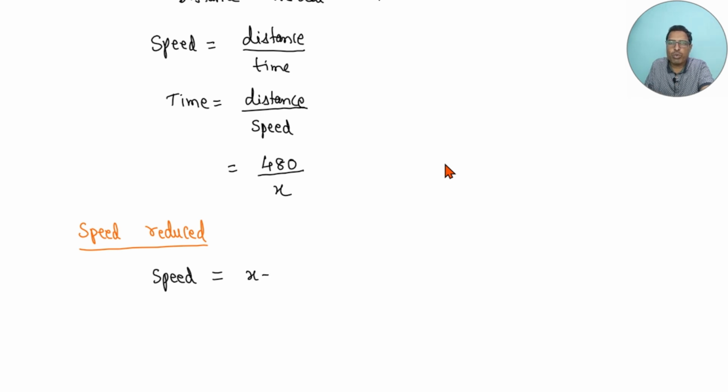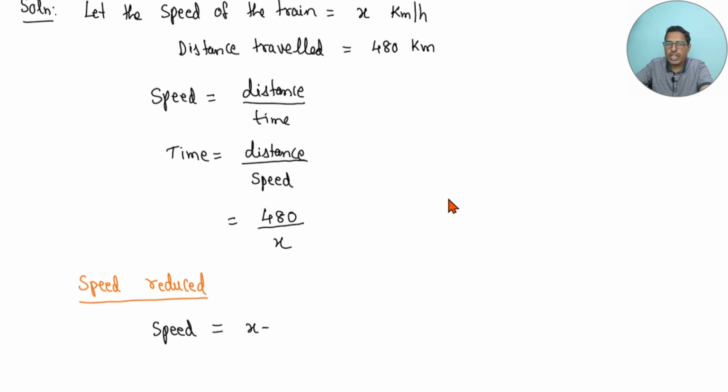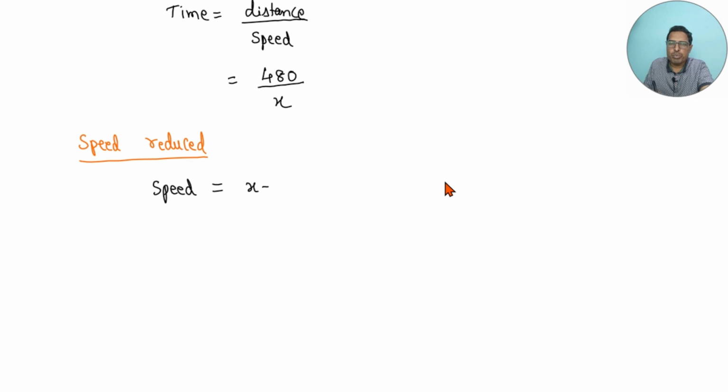The original speed was x. You can see the speed of the train was x. Now it has been reduced, so it becomes x minus 8 kilometer per hour. Therefore the reduced speed will be x minus 8 kilometer per hour.